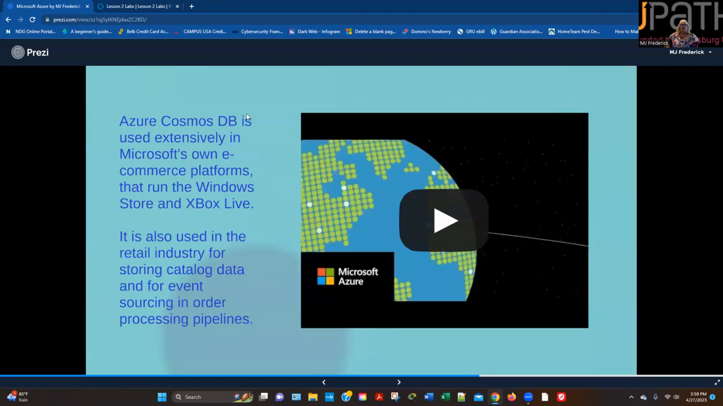And then the Azure Cosmos DB. This is extremely extensive for e-commerce, to run Windows or the Windows Store, or look at Xbox. I mean, some of you may do gaming. This is where Cosmos DB would come into play. It's used mainly for the retail industry, for storing your catalog data, event sourcing, processing in your pipeline. So we're talking a very large e-commerce platform. And my examples are, again, the Windows Store or if you went to a Play Store or something like that, or Xbox Live in real time. And I have a video on that as well.